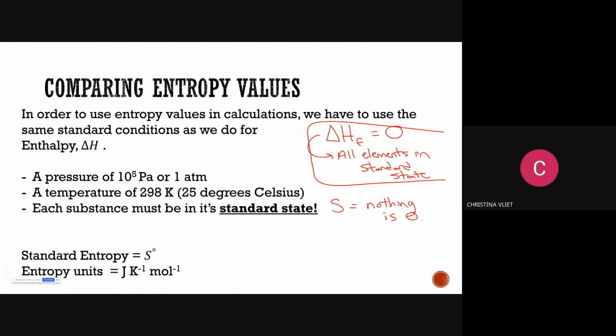So in order to use entropy values for calculations, you do not have to memorize entropy values. Yay, great news. Because they'd have to be given to you in a table or you'd have to be solving for one. You have to consider that you're working with a standard pressure, that you're working with a standard temperature, and every substance that is given to you is given in its standard state. So standard entropy values are written as S with a little circle. This little circle here means standard conditions.